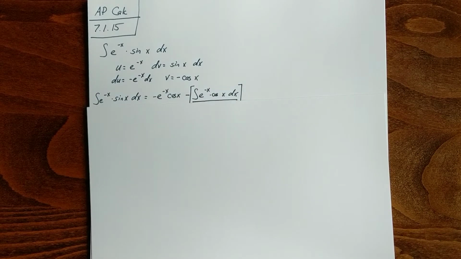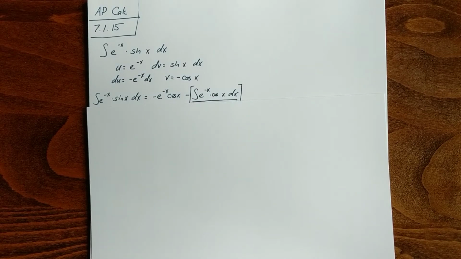We differentiate u to get the opposite of e to the negative x dx, and we anti-differentiate dv to get v equals negative cosine of x. So doing that, the original integral is going to equal u times v, which in this case is negative e to the negative x cosine of x, minus the integral of v du. Now there's two negatives to be pulled out in front there. Those end up canceling each other out. So we end up with minus the integral of e to the negative x times cosine of x dx.